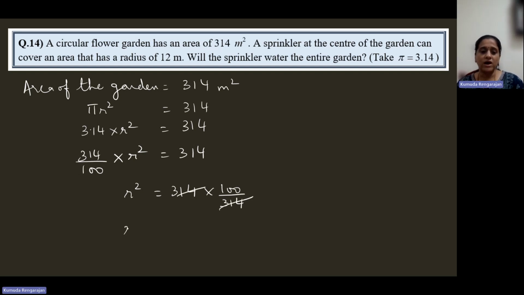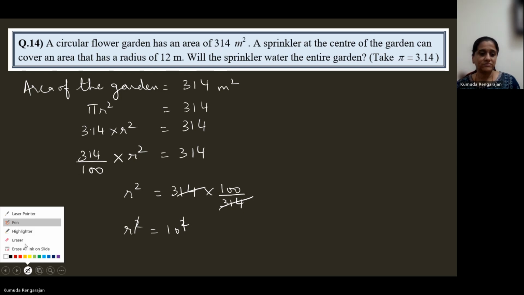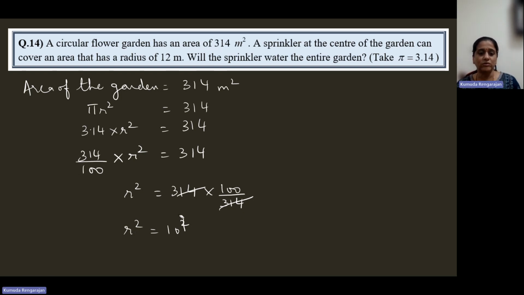Cancel. So r square is equal to 100. 10 square means 10 into 10, which is 100, so we are writing 100 as 10 square. Now on both sides what do you have? R square and 10 square. So what's the value of r? 10, because on both sides the power is 2. So just cover the powers. What is r? R is 10, because both are equal.